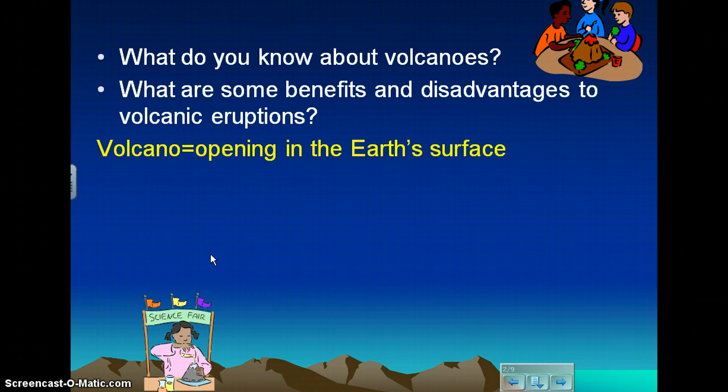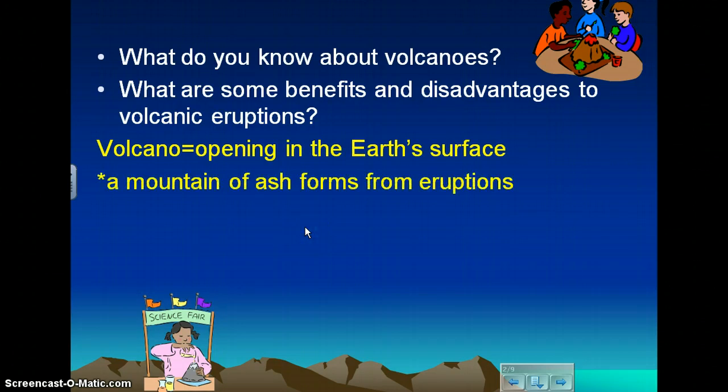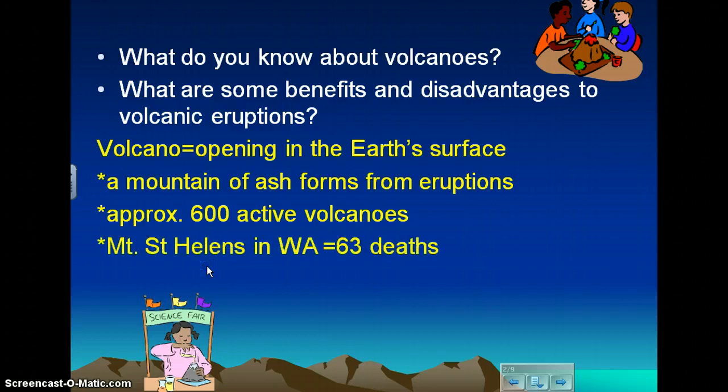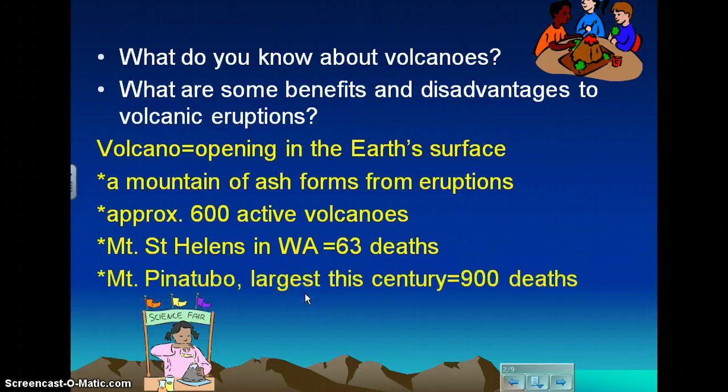A volcano is simply an opening in Earth's surface. It is a mountain of ash that forms from eruptions. There are approximately 600 active volcanoes on Earth. And maybe one that's familiar to you, Mount St. Helens in Washington, there were about 63 deaths from that one. And Mount Pinatubo, that is in Japan, was the largest this century, and 900 people died in that catastrophe.